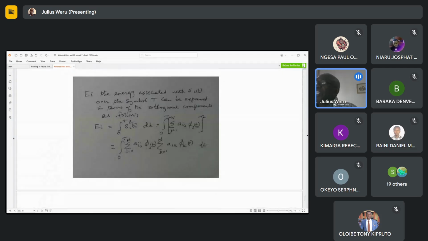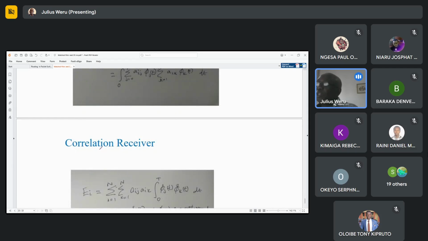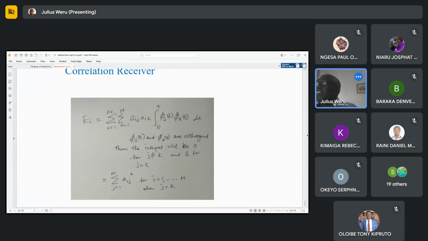So that's what you're seeing there. E_i is the energy associated with s_i(t), or the symbol, and can be explained in terms of orthogonal components as follows. I think this is okay. E_i is equal to this. So we are simply saying that the energy you are going to get, so you detect the energy really, is equal to that.